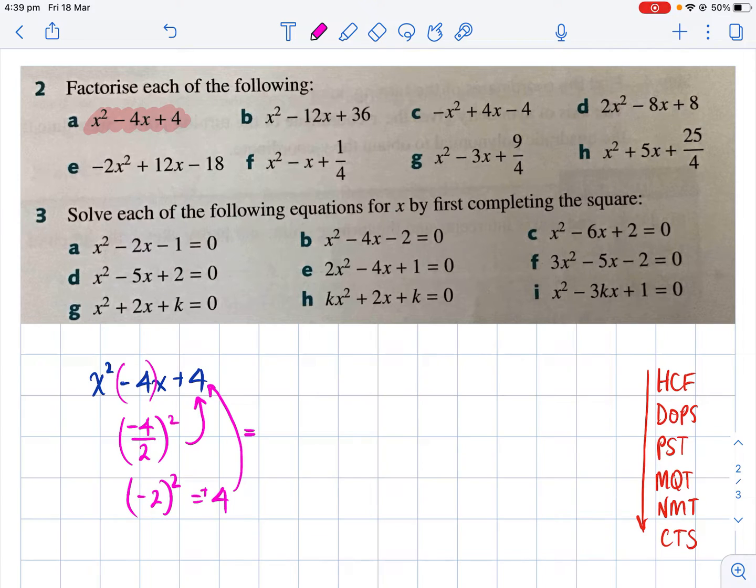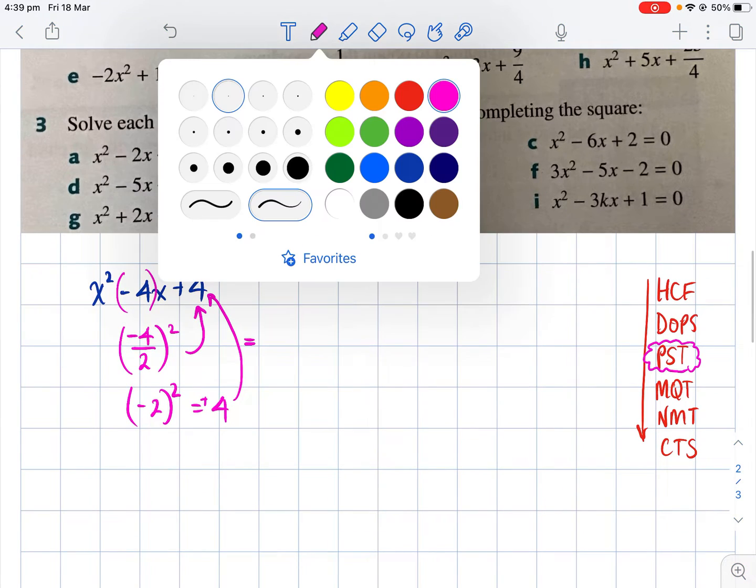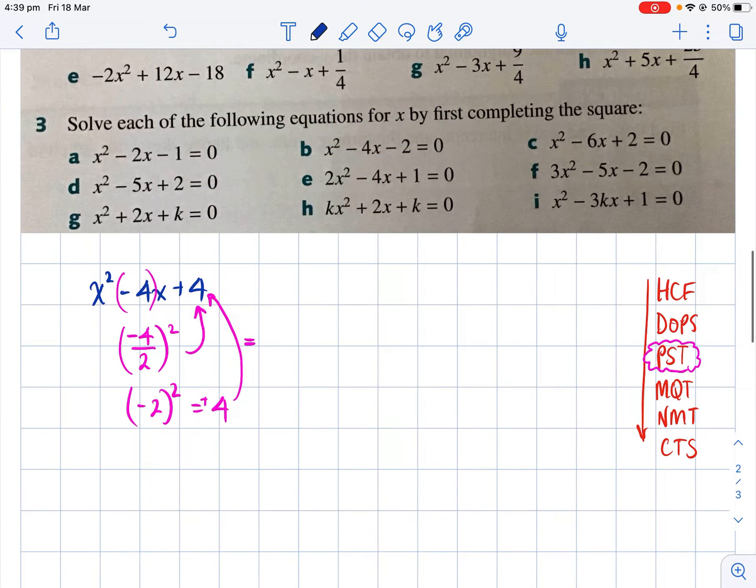So that means this problem here is a perfect square trinomial. And they are really easy to factorise, because I can just go now, it's a perfect square trinomial, and it'll always just be x, whatever this value here is, minus 2, all squared. And there's my question factorised.